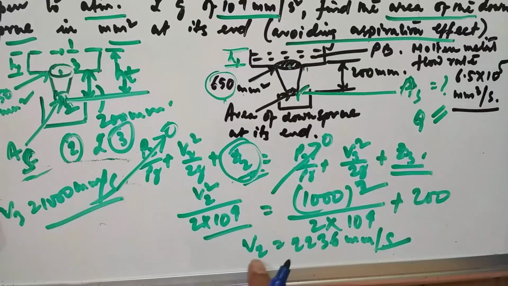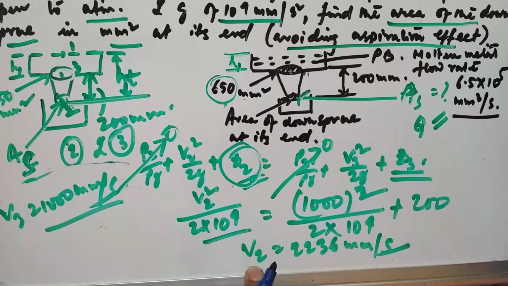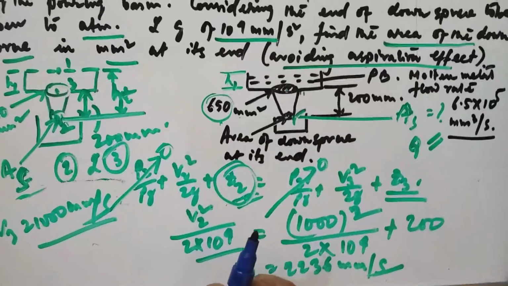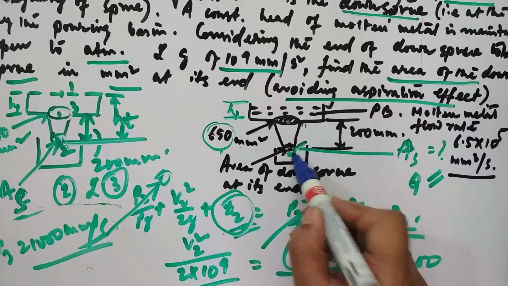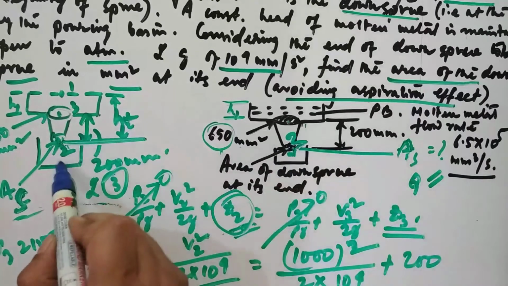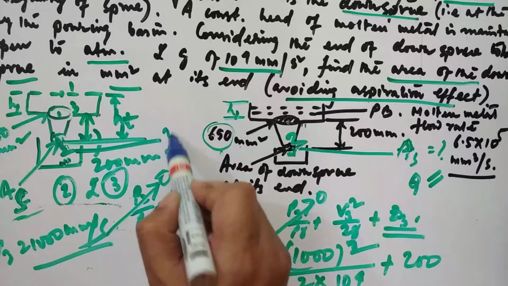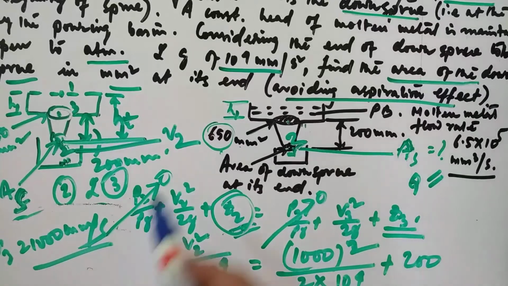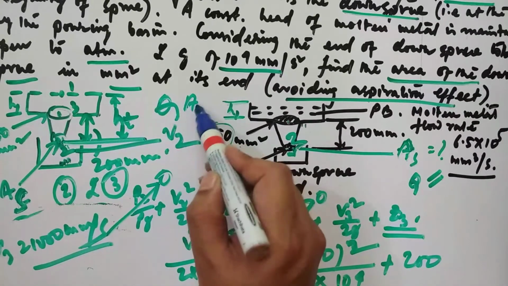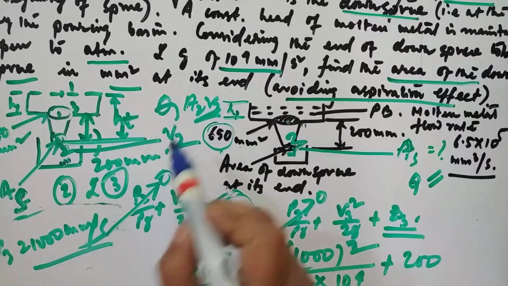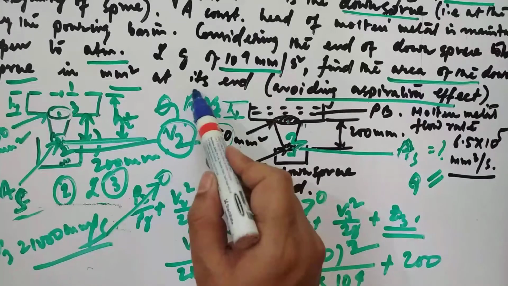That is the value of the V2. Okay, now what we have to find out? We have to find out the area of the down sprue. So we have got V2, this point is 2, as you can see this point is 2. So V2 we have got, we know the Q, and Q equals A2 V2, so we can easily find the A2.